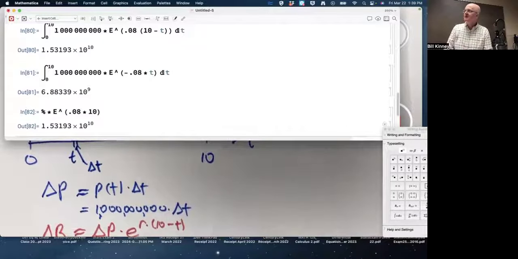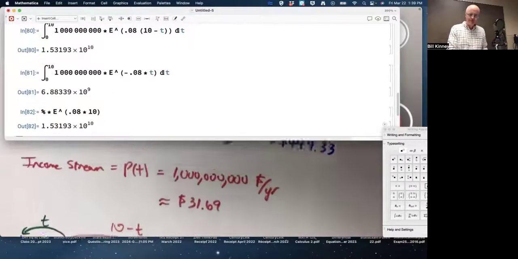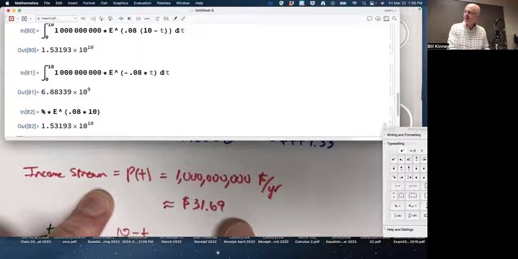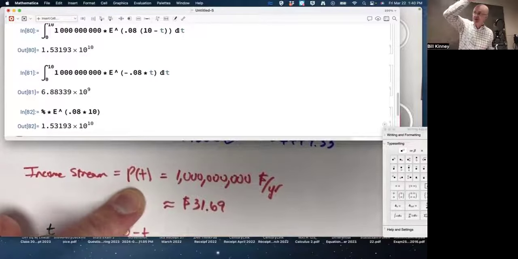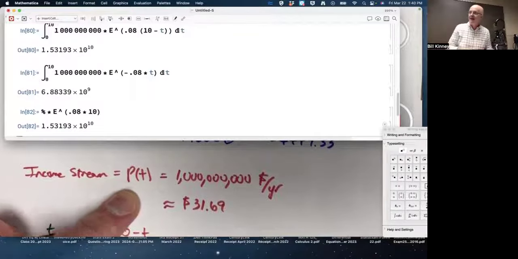In general, you should also be able to handle payment streams that are not constant functions, but might have some formula involving t. So maybe it equals t. So you're getting money faster and faster over time. The same kind of ideas still work.